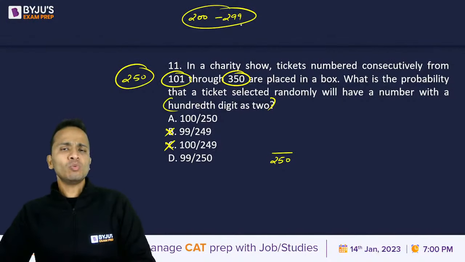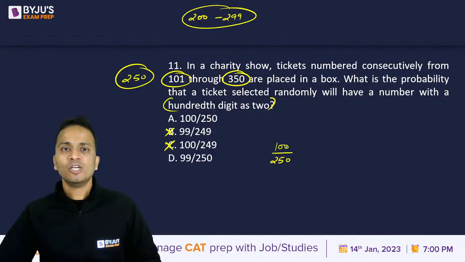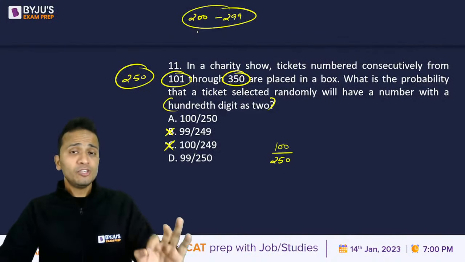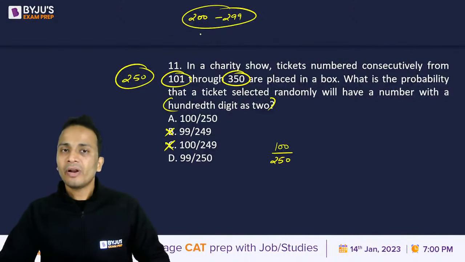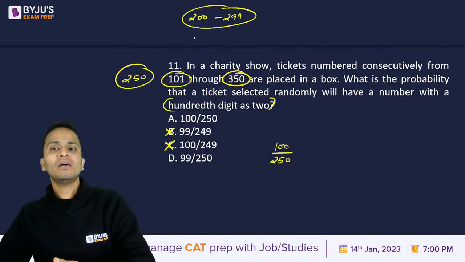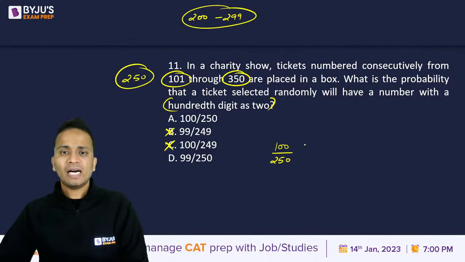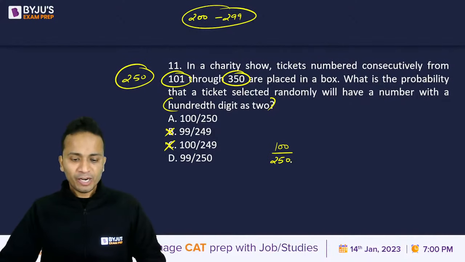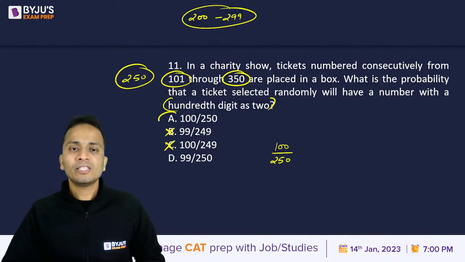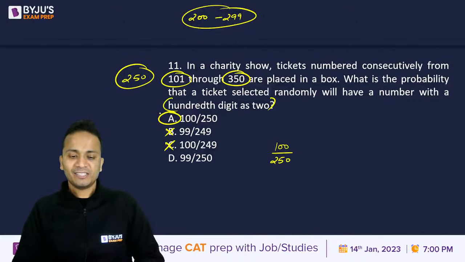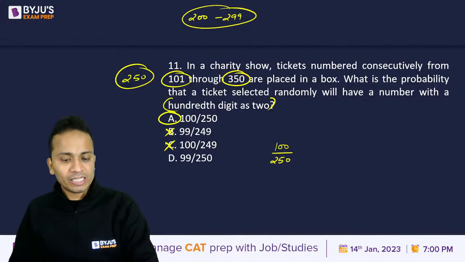So 200 se leke 299 tak kitne numbers huye again? So these are 100 numbers. Yes. So 200 se start karna hai, you need to include 200 up till 299. So again, there are 100 tickets that will basically satisfy the criteria. Theek hai? So my answer should be 100 divided by 250. Absolutely, Bharat. Good. So 100 divided by 250, that is option A should be the correct answer.